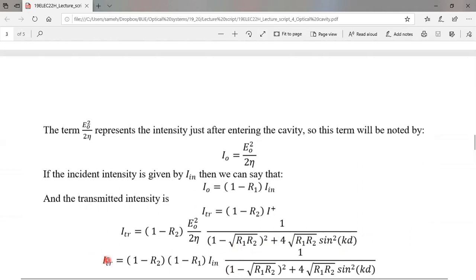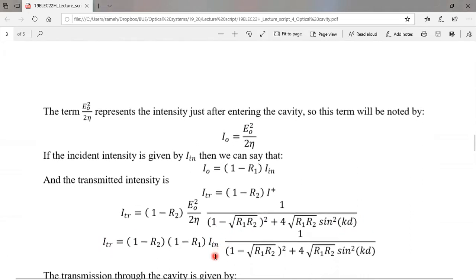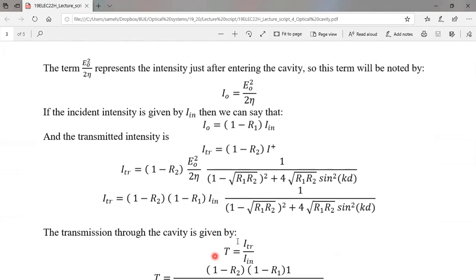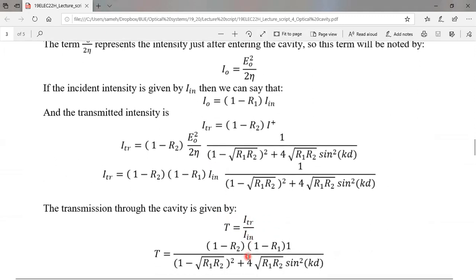Now, I have the transmitted intensity on one side, and I have the incident intensity on the other side. So I can now calculate the transmission as the transmitted power over the incident power. Very simple. If you have a glass, and I say that the incident intensity equals 100, and the transmitted is equal to 50, then how much light is transmitted? Oh, simply it's 50 over 100, which is 0.5. So that amount of transmission is simply equal to I transmitted over I incident. So this is the transmission equation.